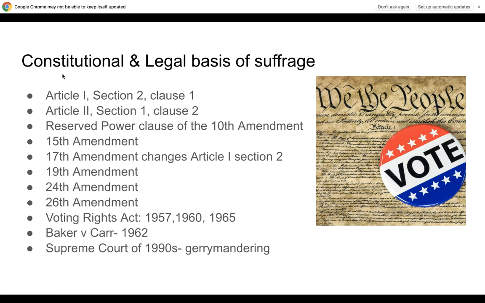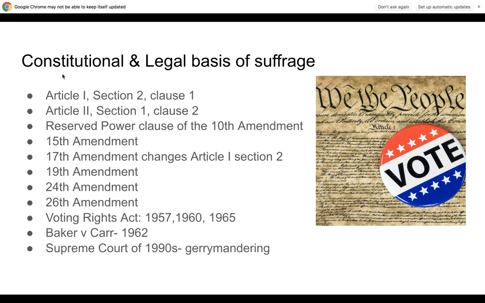The 15th Amendment, one of the Reconstruction Amendments, gave freed slaves the right to vote. The 17th Amendment, all right, that's the other one I said we'd come back to. The 17th Amendment changed the meaning of Article 1, Section 2, which allows eligible voters to elect senators directly, right? You can vote if you're a voter for the senator. The House doesn't choose them.